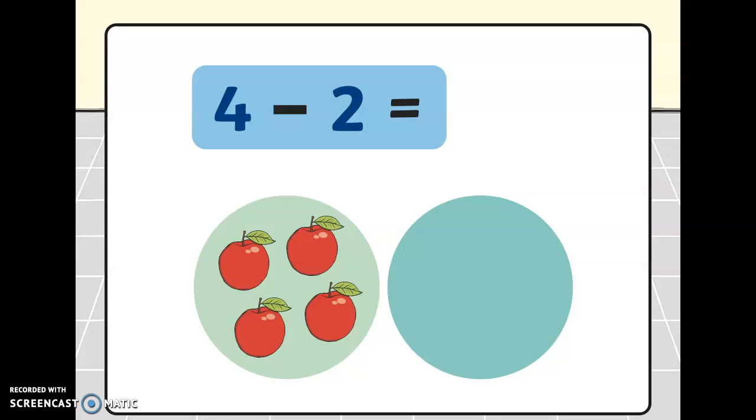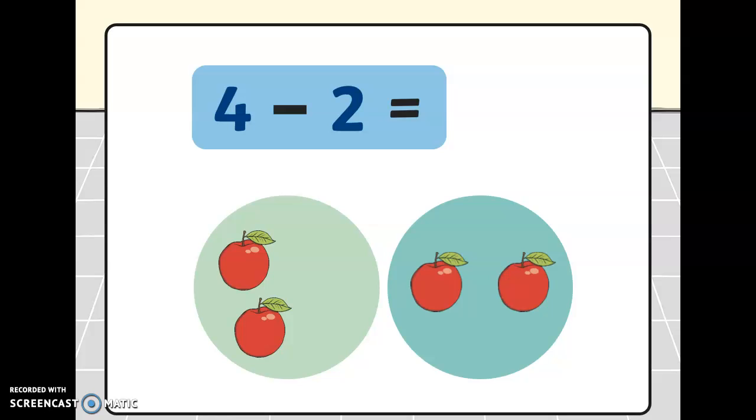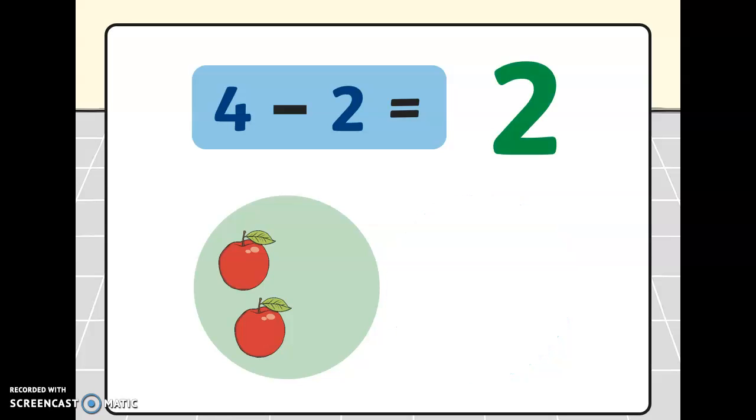So here we've got a picture of 4 apples. And your number sentence says 4 take away 2 equals what? Okay, so I want you to look at those 4 apples and put 4 fingers up. And then I want you to put 2 of your fingers down. 1, 2. How many fingers have you got left up, boys and girls? Well done. The answer would be 2.